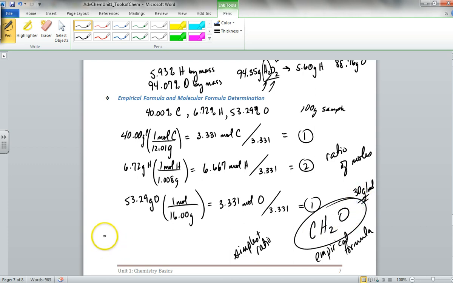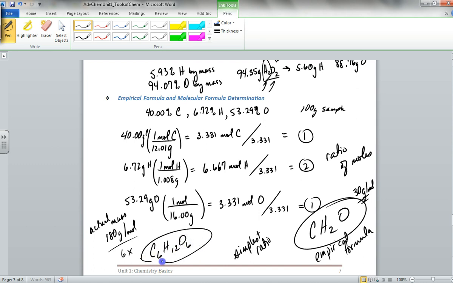If we were told that the actual molecular mass of this substance was 180 grams per mole, so this is the actual mass, what we're able to do is compare how the actual mass compares to the empirical formula mass. A quick calculation shows that 180 divided by 30 means that this mass here is 6 times larger than the mass of this formula. So if the mass of the actual is 6 times larger, then that must mean that our formula is 6 times larger than the empirical formula. And that would make that the actual formula, or the molecular formula.